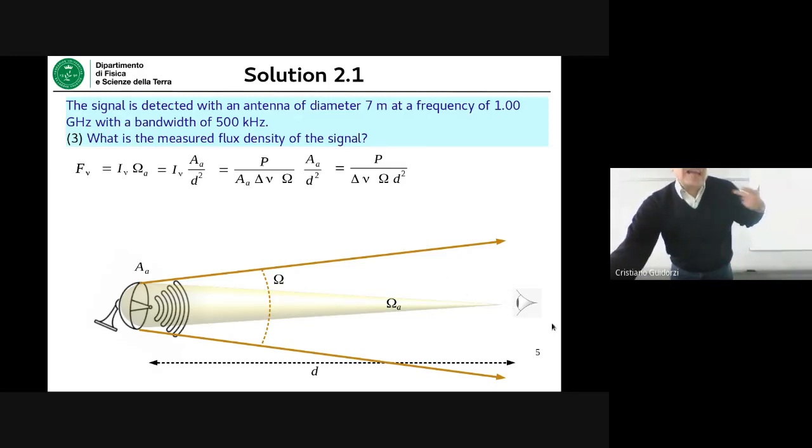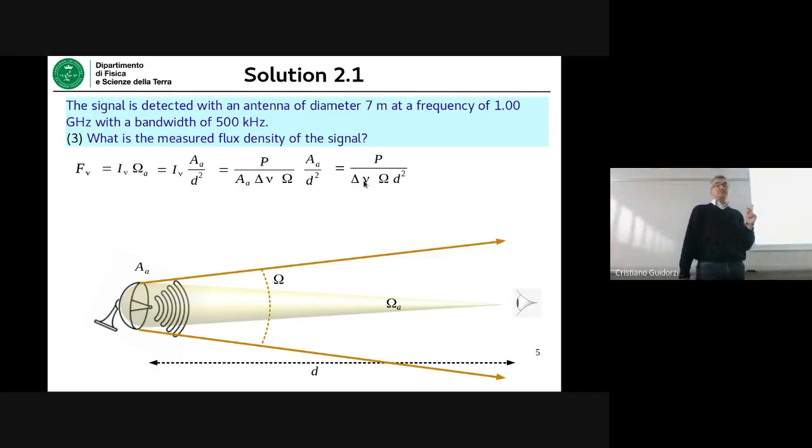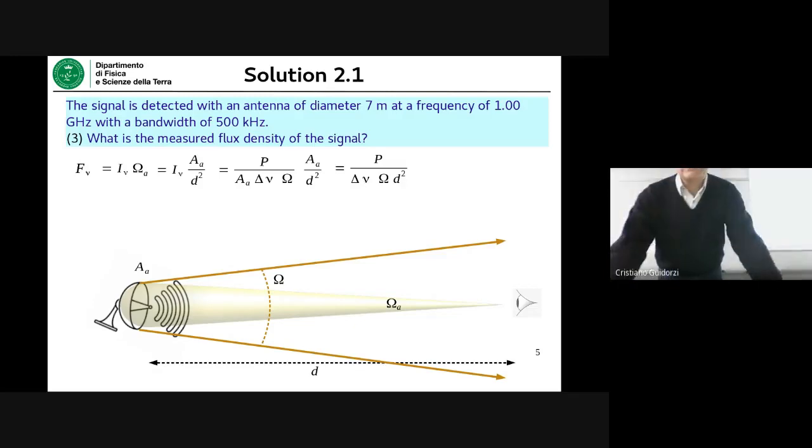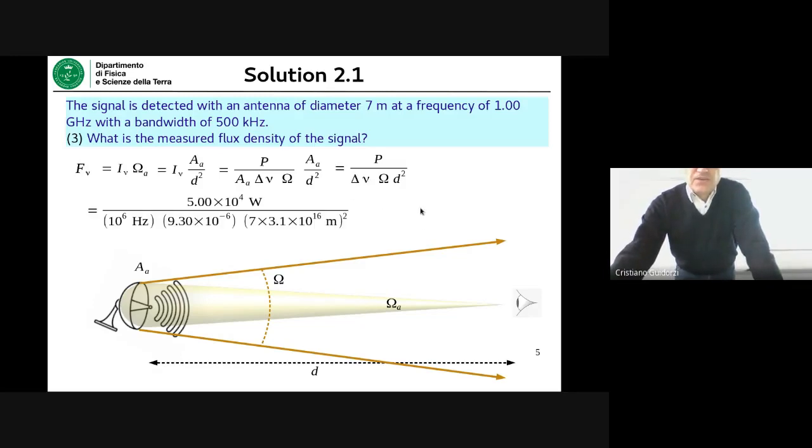And so this is the flux you measure, but you want the flux density, so you have to divide by delta nu. Pay attention here, delta nu is the delta nu of the antenna, of the emitter, not of my own receiver, because this total power is emitted across this frequency range. So just replacing the values.